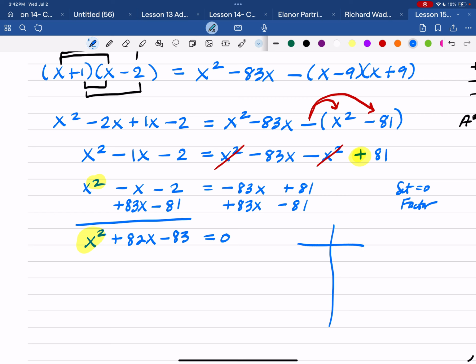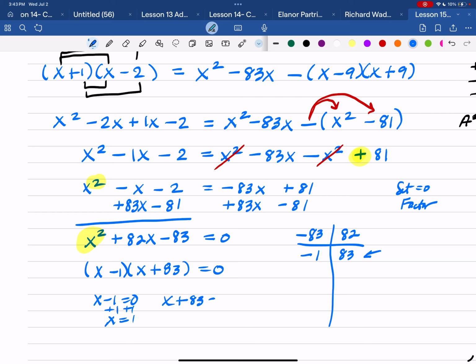Because there's a 1 in front of that x squared, all I need to do is find the factors of negative 83 that will give me an 82. And look, the first one, negative 1 times 83, is what I need. So I have x minus 1, x plus 83 equals 0. X minus 1 equals 0 if x is 1. Add 1 to both sides, right? X plus 83 is equal to 0. And if we subtract 83 from both sides, we get minus 83.